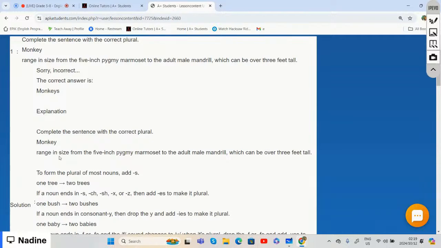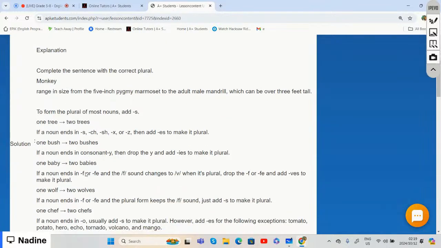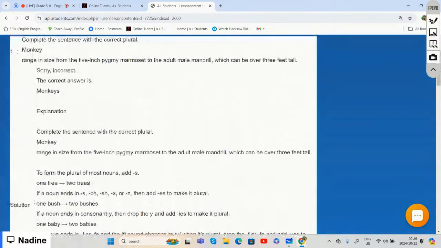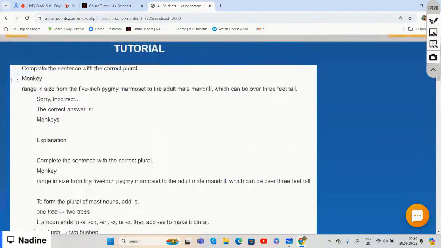All right, so we already went over our different plurals. Now it says we need to complete the sentence with the correct plural form. Monkey. We need to give the plural form of monkey. Monkeys range in size from the 5-inch pygmy, or is it marmoset, to the adult male mandrill, which can be over 3 feet tall.